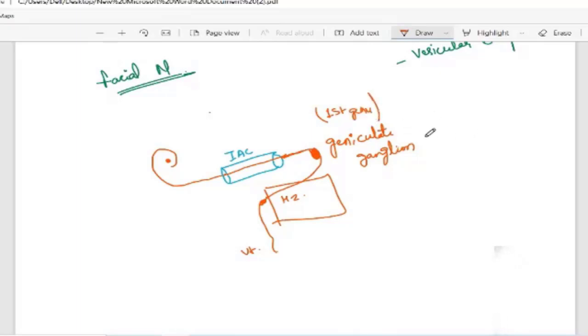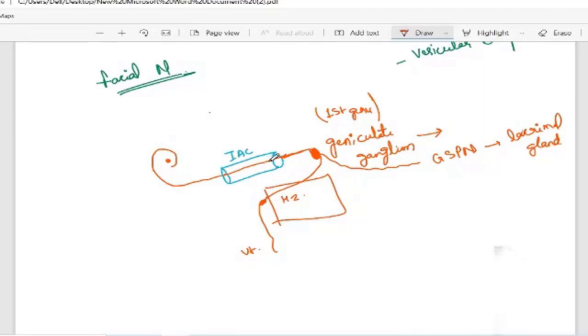And from this genu, what is the branch that is coming out? That is GSPN, the greater superficial petrosal nerve, which supplies the eye's lacrimal glands to secrete the tears. Okay, so this is the basic, simple understanding of the course of the facial nerve.